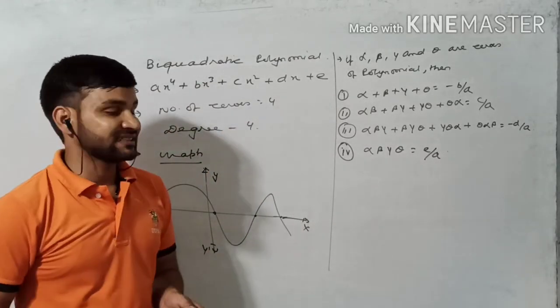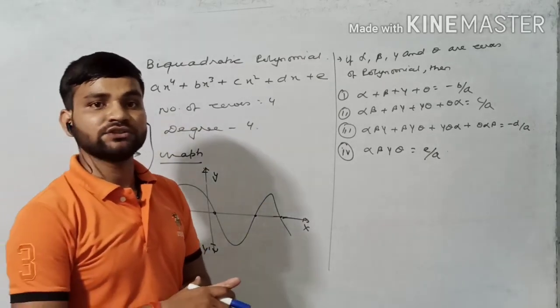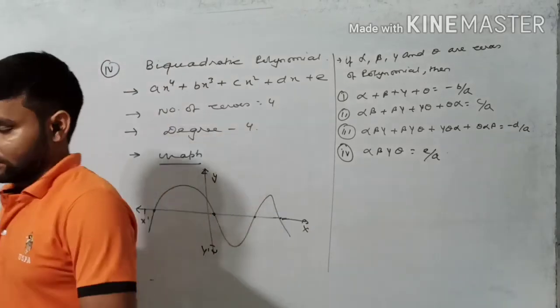In the next part we discuss how we find the zeros of the quadratic polynomial.